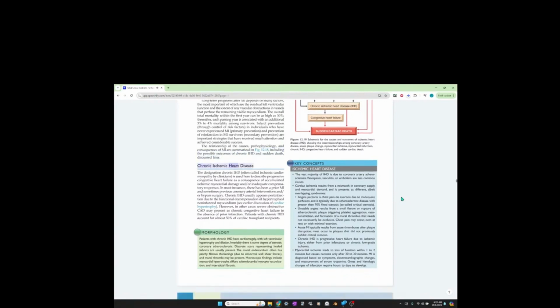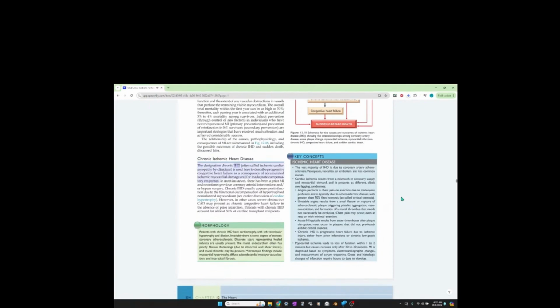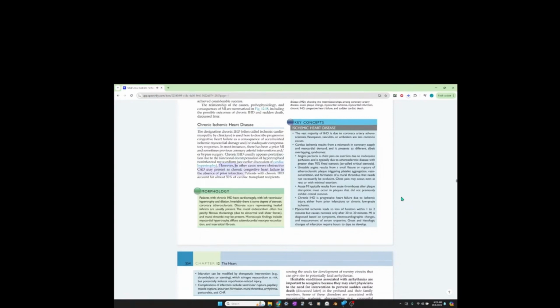Chronic ischemic heart disease. The designation chronic IHD is used here to describe progressive congestive heart failure as a consequence of accumulated ischemic myocardial damage and/or inadequate compensatory responses. In most instances, there has been a prior MI and sometimes previous coronary arterial interventions and/or bypass surgery. Chronic IHD usually appears post-infarction due to the functional decompensation of hypertrophied non-infarcted myocardium. However, in other cases, severe obstructive CAD may present as chronic congestive heart failure in the absence of prior infarction. Patients with chronic IHD account for almost 50% of cardiac transplant recipients.